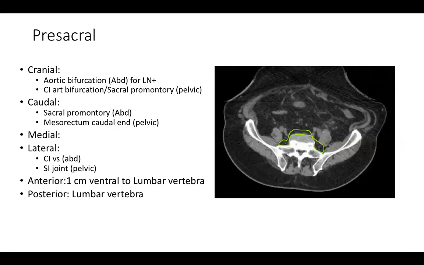Coming to the presacral, that's the second subsite. This was defined as lying anterior to the sacrum. It has been divided into two parts: an abdominal part which is lying above the promontory, and a pelvic part which is beyond the promontory going till the level of the mesorectum.